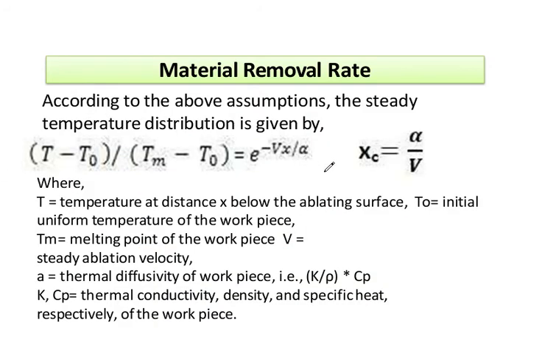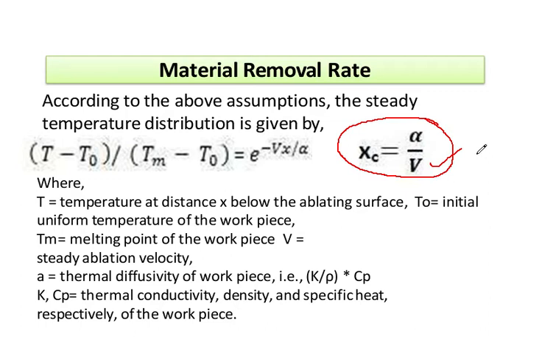How are you going to calculate the material removal rate? Please have a look at the steady temperature distribution. That is (T minus T0) by (Tm minus T0) equal to e to the power minus Vx by alpha. And what is this Xc? That is alpha by V. So what is this V? That is the steady ablation velocity.